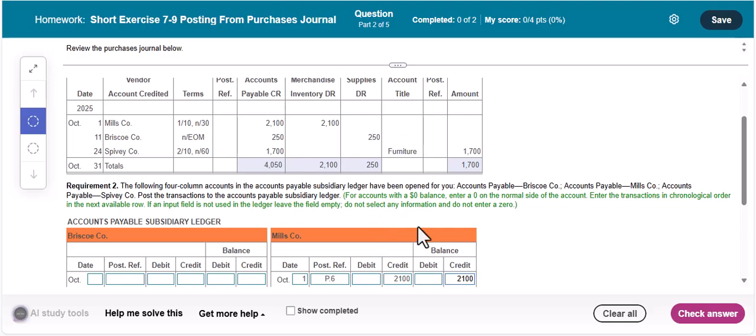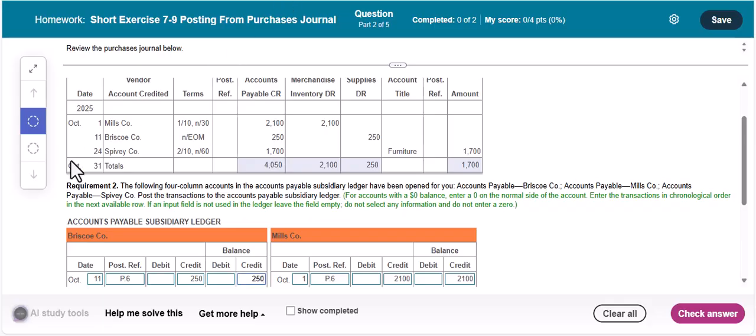And then normally after we have that filled out, we would go back up here to this purchase journal and put in the posting reference to let everyone know and to remind us that we posted this transaction. But my accounting lab makes us do it in a different order. So now I move down our purchase journal. The next purchase was on the 11th, Briscoe Company for $250. So that is the 11th for the date here for Briscoe. Posting reference still that page 6, and that's a credit for $250 with a credit balance of $250 in that accounts payable subledger for Briscoe.